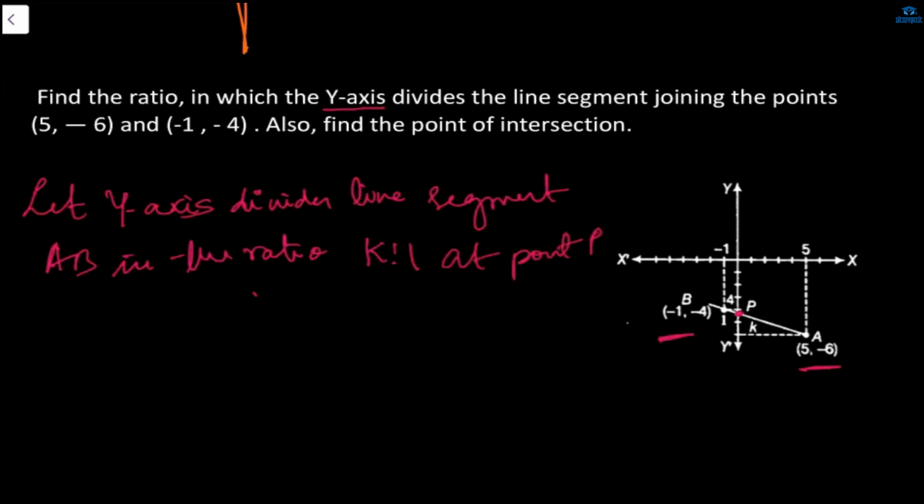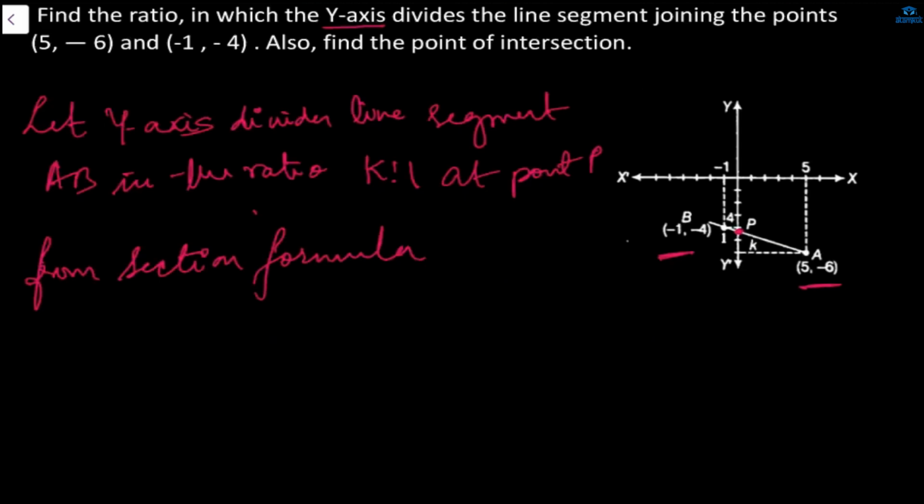So at point P, the y-axis is dividing the line segment AB in the ratio k:1. Now with the help of the section formula, you can find the value of P. Using the section formula, P is equal to, and now we write the values. We have assumed the ratio is k:1.